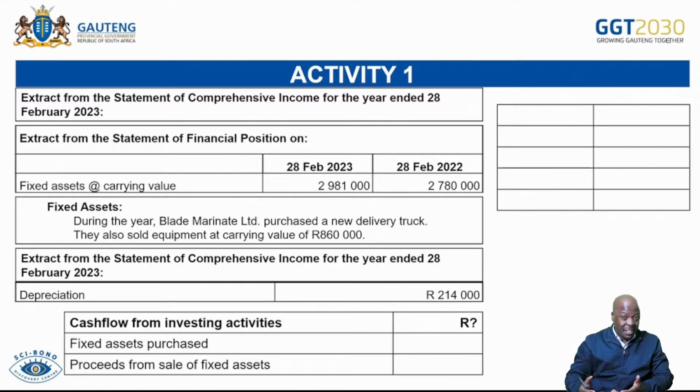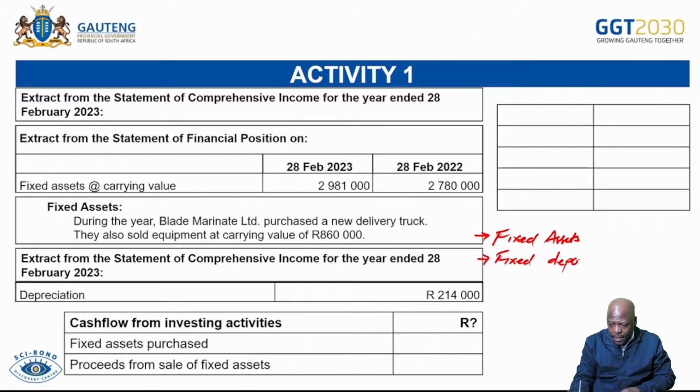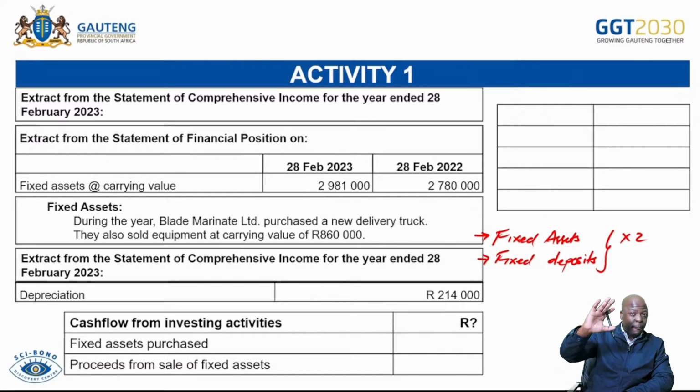If a company is to invest, the company will invest in 2 aspects. Number 1, it is your fixed assets, as well as your fixed deposits. That is what a company would invest in. Fixed assets and fixed deposit. Your fixed assets is going to have 2 sides. Remember, we spoke about that one when I took you through the format.